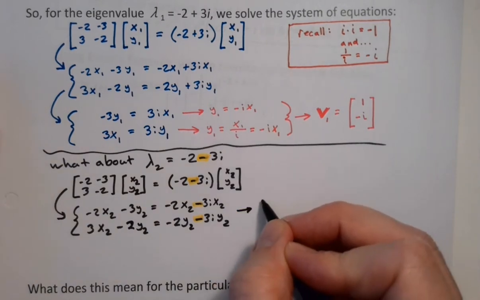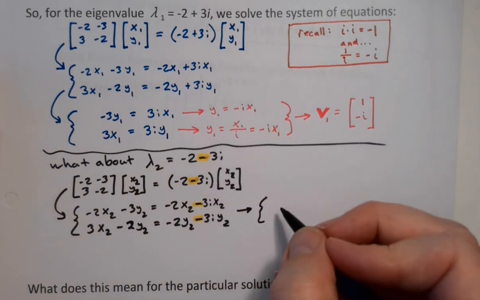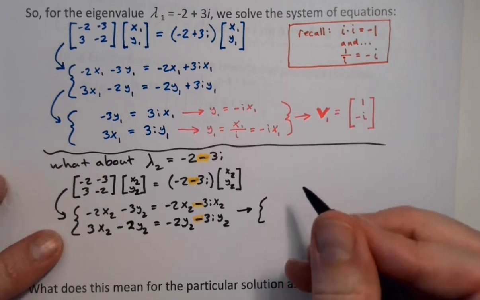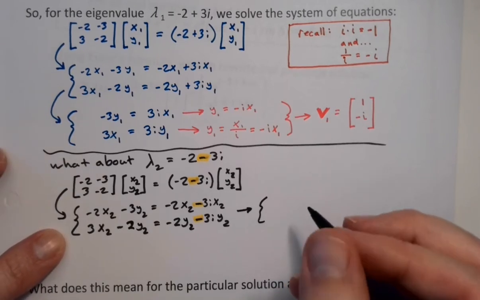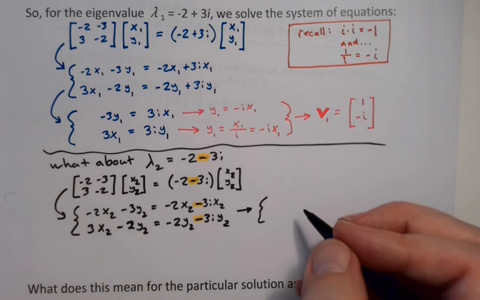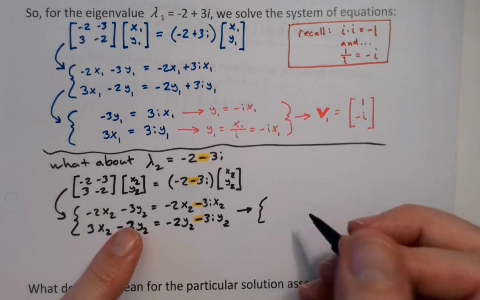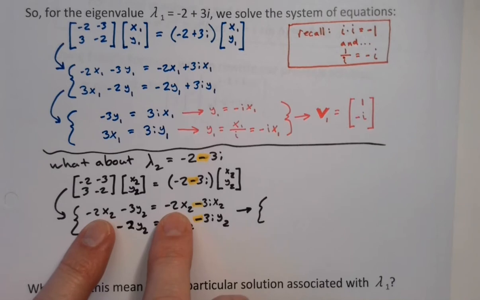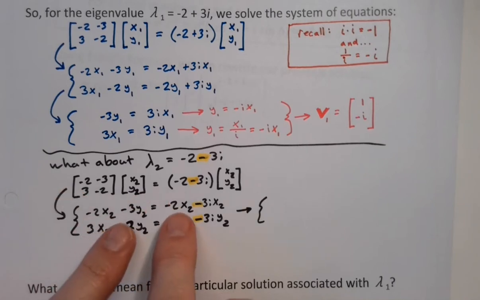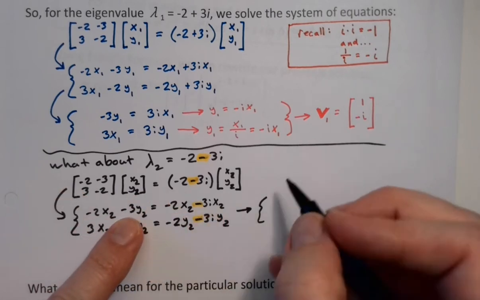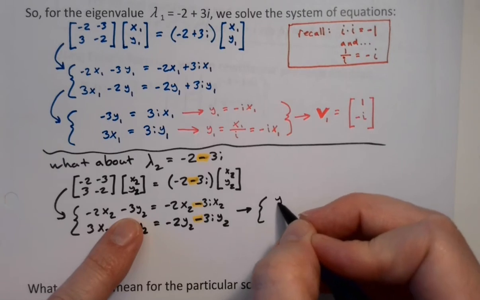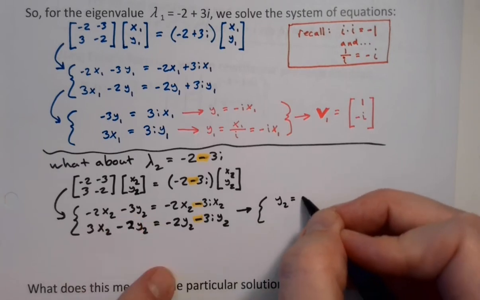Well, my 2, oh boy, that's a terrible bracket. Shh, don't tell my 3rd grade teacher, she'll yell at me. We wind up with a little bit of manipulation. You notice the -2x2 on both sides goes away. We can divide both sides by -3, and we're left with y2 equals i x2.